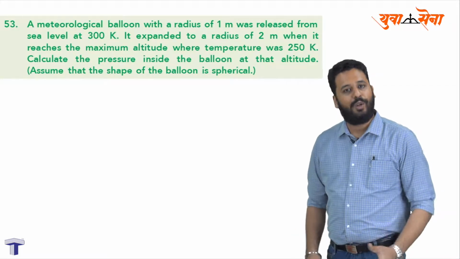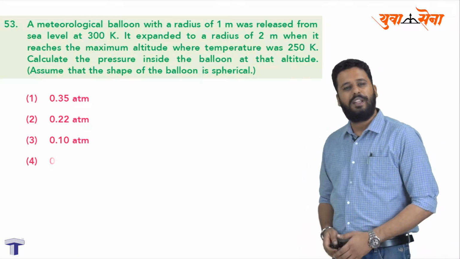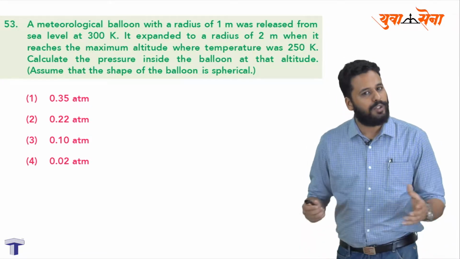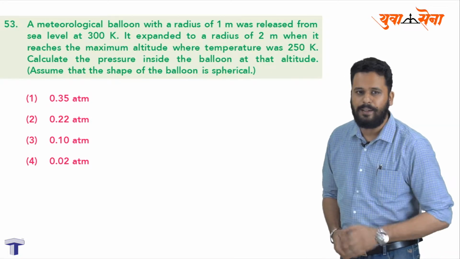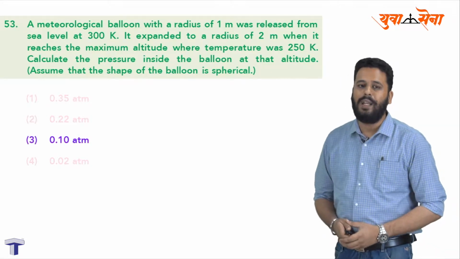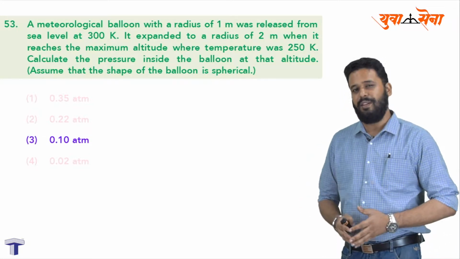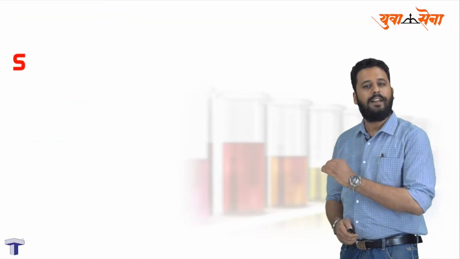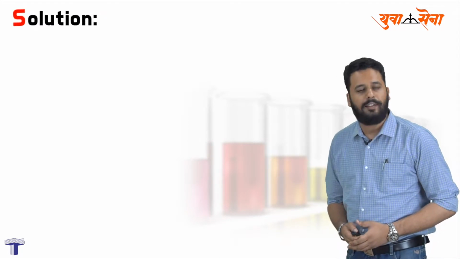It's a long question with a very simple solution. Take a look at the options that have been given to you. As per your solution manual, the correct answer is option 3, that is 0.1 atmosphere, also called as 0.10 atmosphere. It's one and the same thing. Let's quickly take a look at the solution and see why option number 3 is the correct answer.